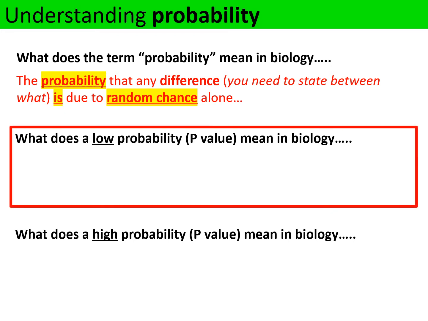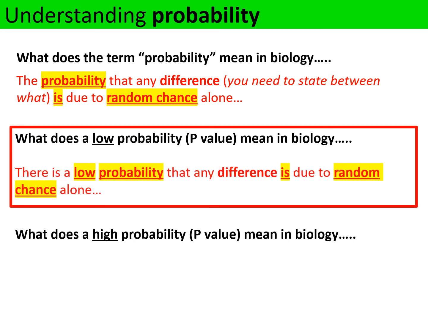So if you have a low probability or a low p-value, that suggests there's a low probability that the difference between our two values is due to random chance. What that really means is that the difference we can see between our two values is not likely to be due to random chance alone, and maybe there's something causing that difference other than random chance.